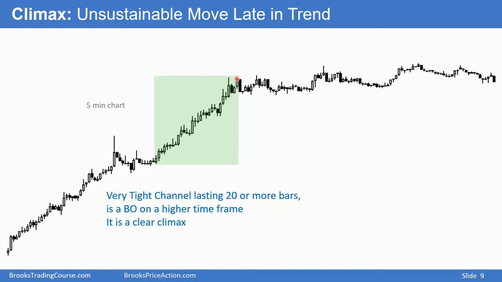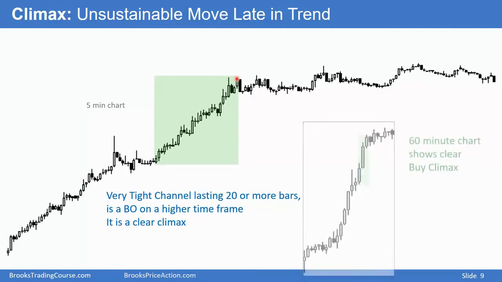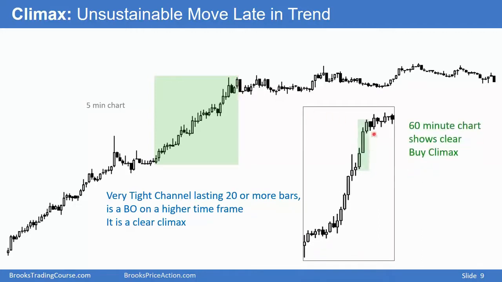A tight bull channel is always a breakout on a higher time frame chart, and therefore it's always a clear climax on a higher time frame chart. For example, this green box is this. This is the 60-minute chart. It's 3 big bull trend bars. Here is the 5-minute chart, and it's 36 consecutive bull bars in a very tight channel.